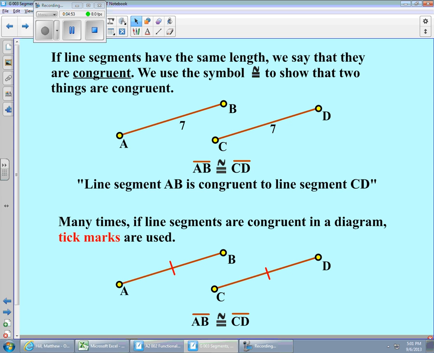We no longer know the measurements of line segment AB and line segment CD, and that's going to be the case for a lot of geometry. It may not matter exactly what the measurements are, it only matters that the measurements are congruent to each other. So we will run into a lot of situations where tick marks are in our diagrams.